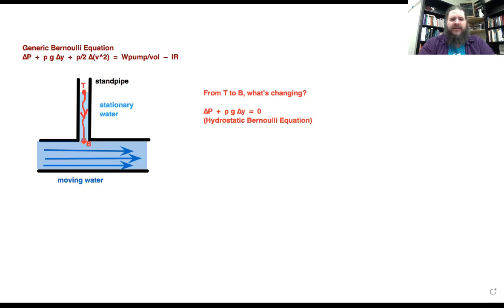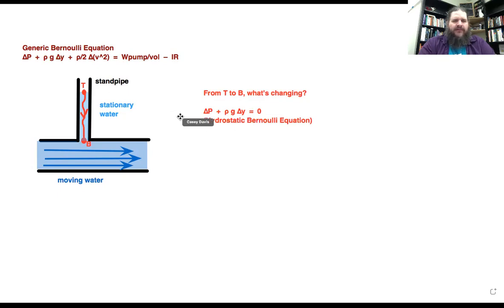Hydrostatic just means fluid is not moving. So in general, anytime you've got a body of fluid where there's no motion and no pump, then you can use this simplified version. But ultimately, it's just from taking the whole thing and ignoring the terms that aren't changing. Which means as we go from T to B, we are decreasing the height and presumably increasing the pressure.